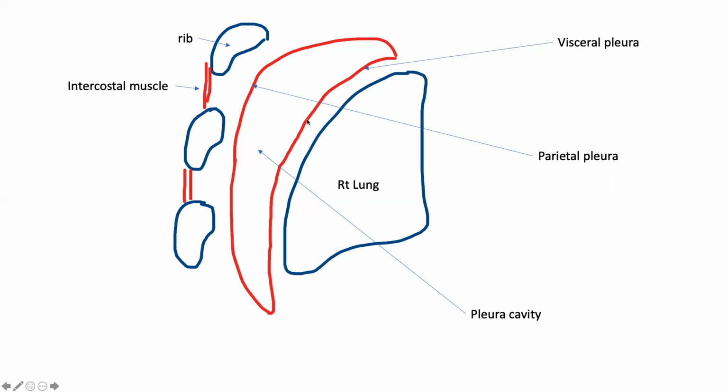The visceral pleura is stuck closely to the surface of the lung, and the parietal pleura is stuck to the inner surface of the thoracic cage. And now we have created a space, which is just a potential space, which is filled with pleural fluid, which is thin and just lubricates between the two layers of visceral and parietal pleura. That is what we call the pleural cavity.